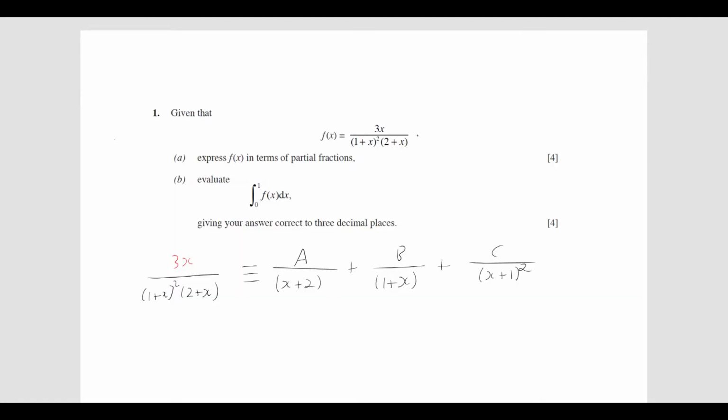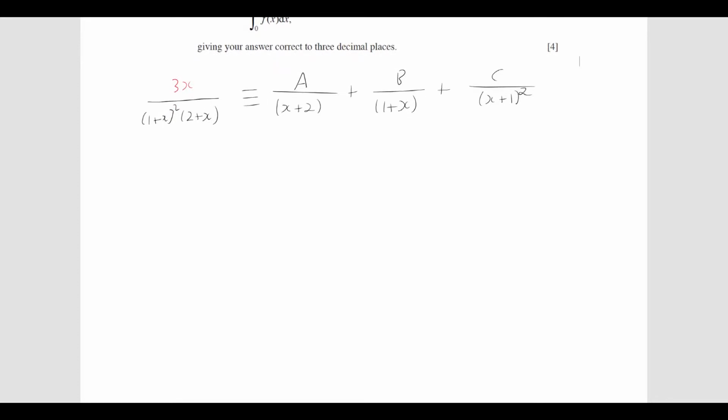In this question, we're going to go through an example of integration by partial fractions, very common at A2 level. So to start with, I have assumed that because I have a denominator consisting of a linear term and a quadratic term, that the right-hand side can be written as a over the linear term, x plus 2, plus b over x plus 1, which is one of the factors of the quadratic term, plus c over x plus 1 squared. What I'm going to do next is get a common denominator on the right-hand side.